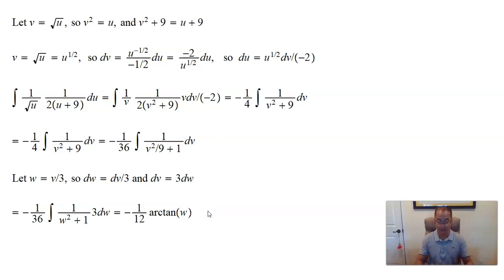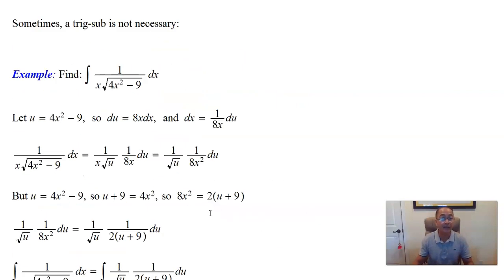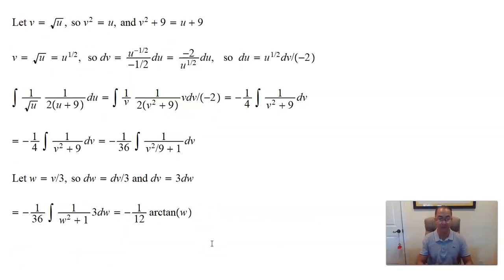Okay, so we have an indefinite integral. Yeah, not a definite integral. So we have to trace our way back. Who is w? It is v over 3. So w is v over 3. Who is v? V is square root of u. So v becomes square root of u.